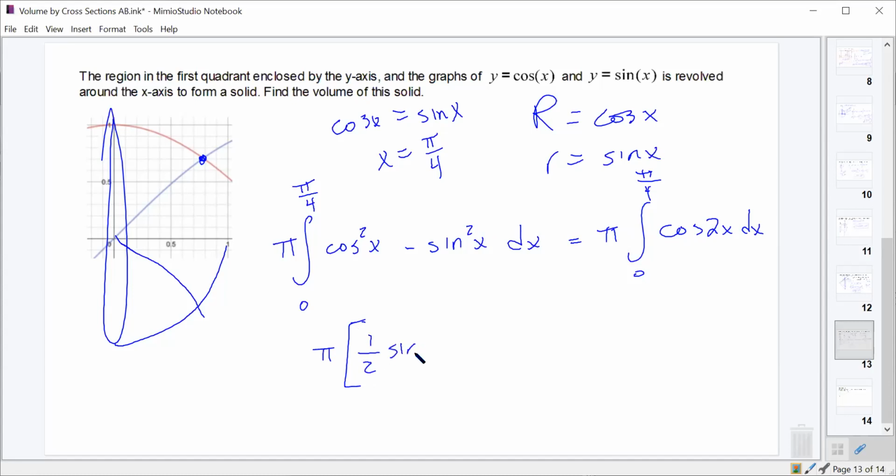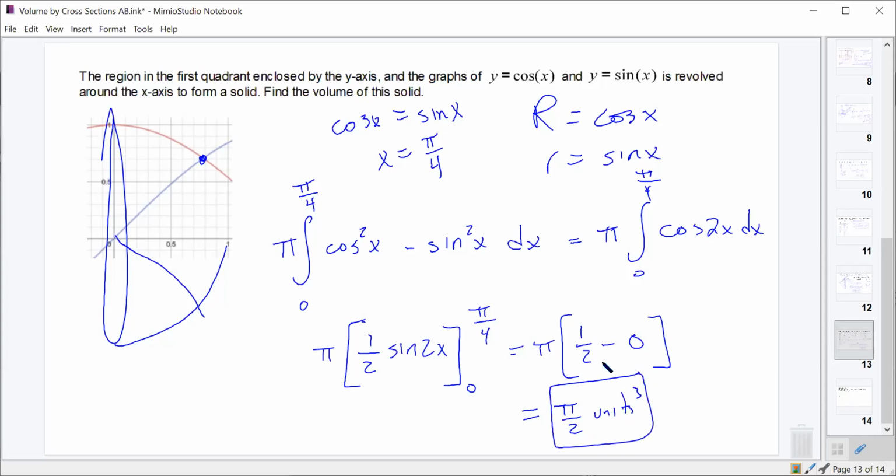That's 1/2 sine 2x from 0 to pi over 4, which gives us pi times 1/2 of sine of pi over 2, which is what? 1/2. Minus 1/2 of sine of 0, which is 0, which gives us pi over 2 units cubed. Good or no?